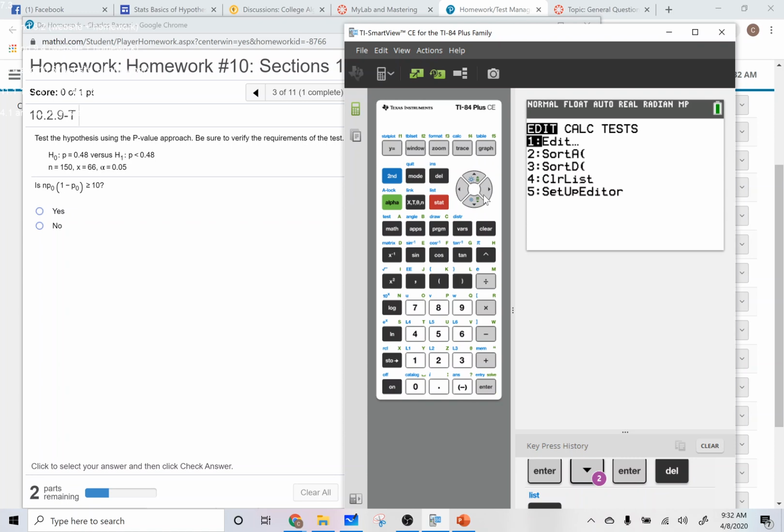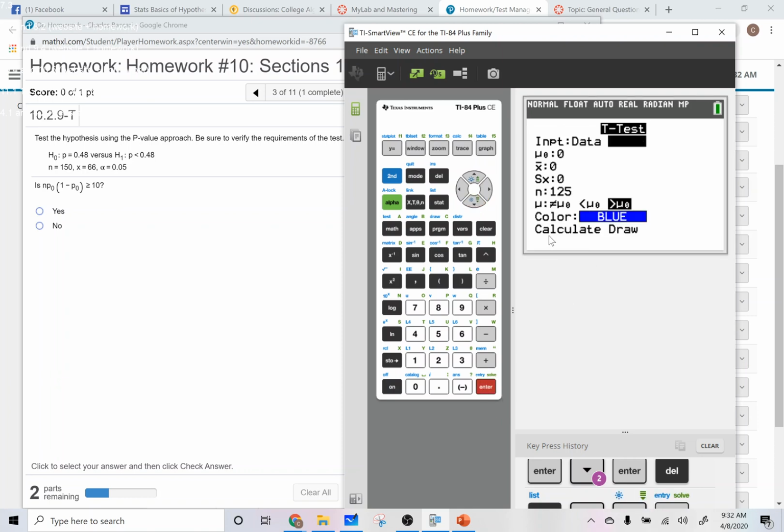So if you go to stat and you go to tests, z-test is basically a mean test. T-test is a mean test. You use T if you don't know the standard deviation. So if you see something like this is the mean, well, we don't see a mean here, so we can't use this one. We see x bar, which is the sample mean. We see Sx, which is the sample standard deviation. We don't see either of those, so we can't use this one.